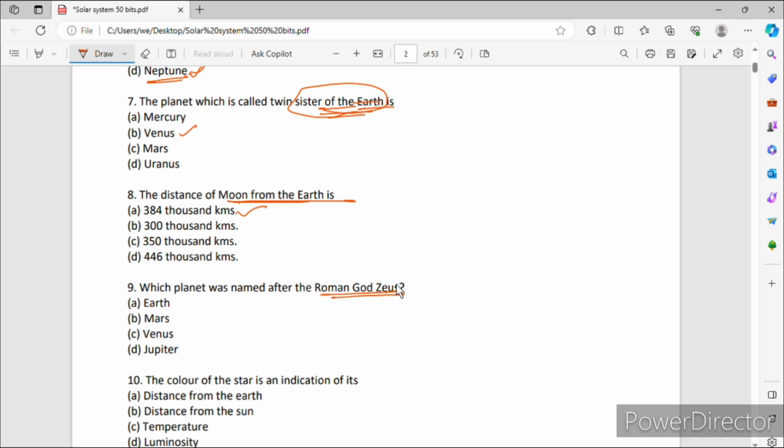See here, Zeus means the father of gods and men. So this is god Zeus, which is the name given to Jupiter.